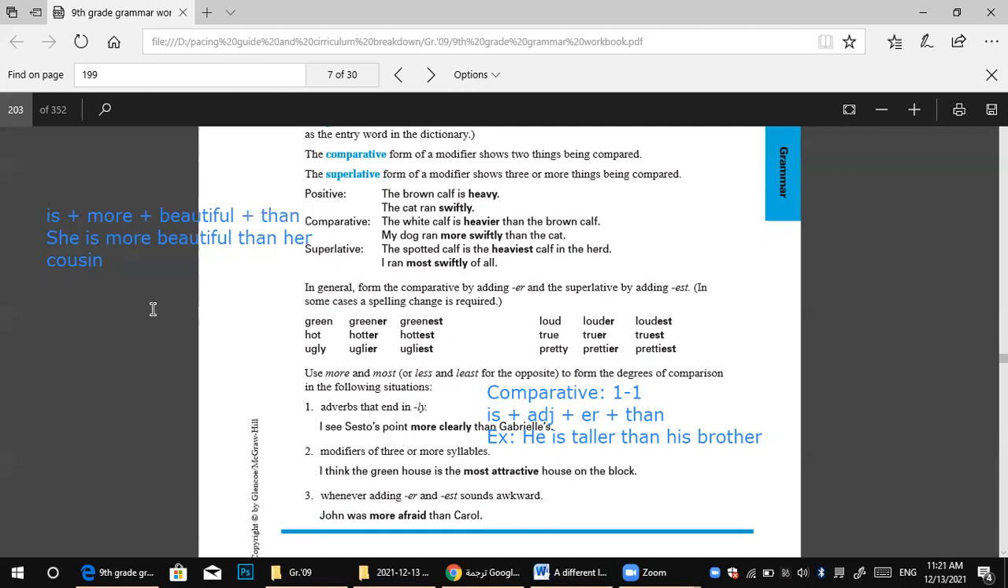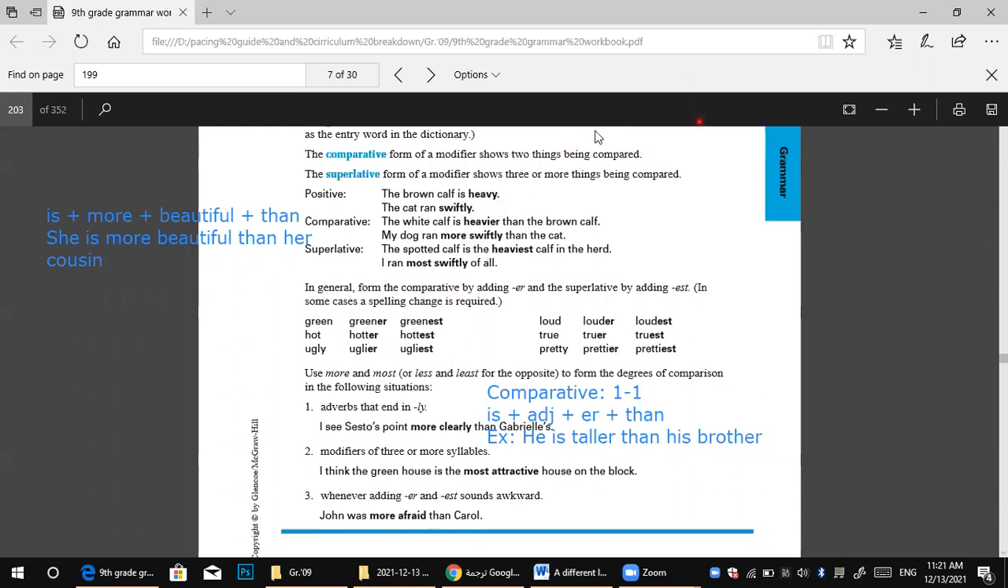As you see now, it is is more plus adjective, and beautiful here is the adjective. So she is more beautiful than her cousin. This is the rule for the comparative, which means one to one. He is taller than his brother, or she is more beautiful than her sister or her cousin. These examples are for the short adjective and the long adjective.